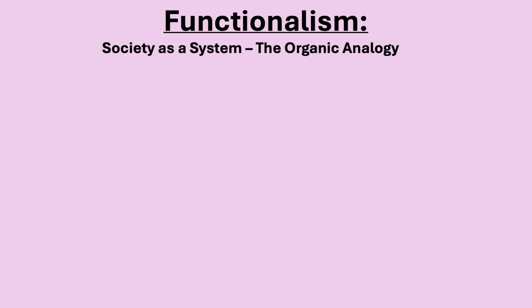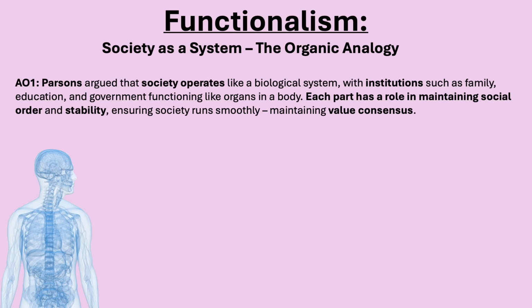Okay, so we're going to start off with functionalism and their ideas, the first one being society as a system, which refers to the organic analogy. So Parsons argued that society operates like a biological system, with institutions such as family, education, and government functioning like organs in a body. Each part has a role in maintaining social order and stability, ensuring society runs smoothly, which overall maintains value consensus.